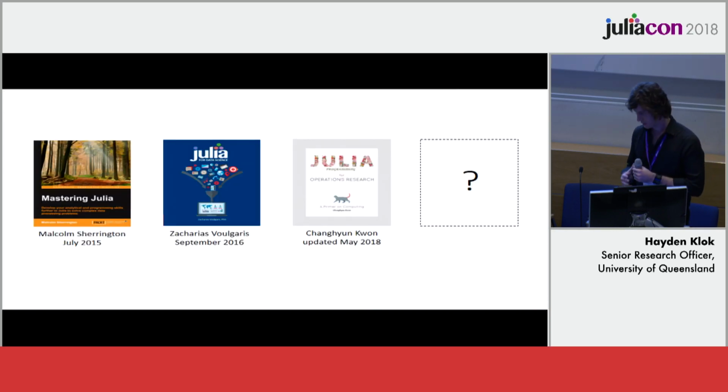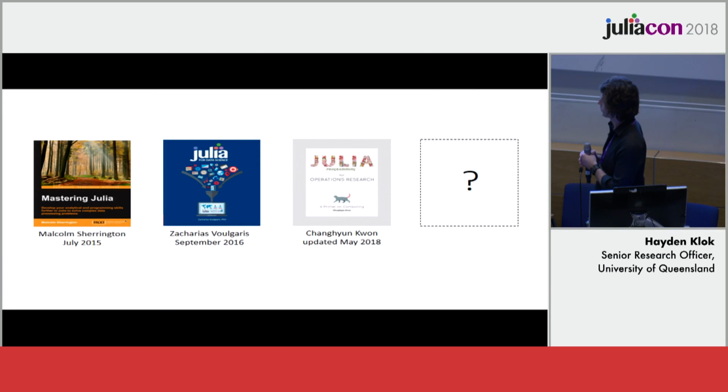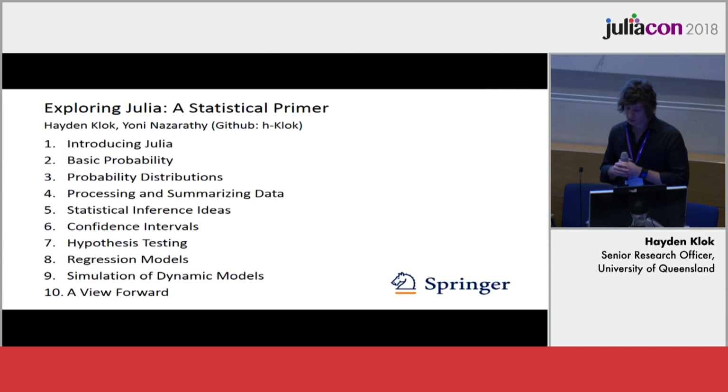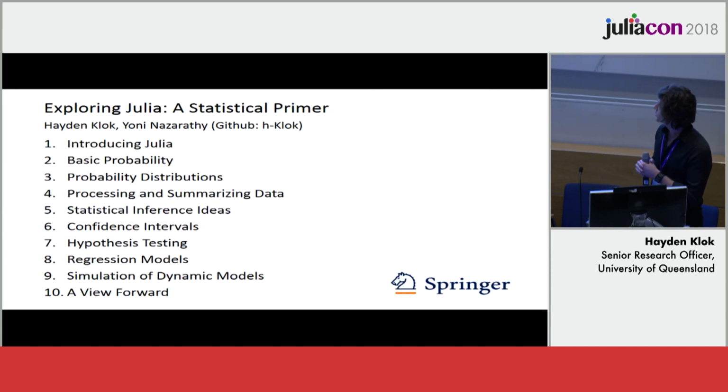Okay, so this leads me into my second topic that I'd like to talk about. Currently there are a few books out there on Julia, such as Mastering Julia, Julia for Data Science, and Julia for Operations Research, to name a few. But there's currently no book out there which combines Julia and statistics and probability in a holistic applied sense. After we noticed this, myself and Yoni started working on our own book entitled Exploring Julia, a Statistical Primer.